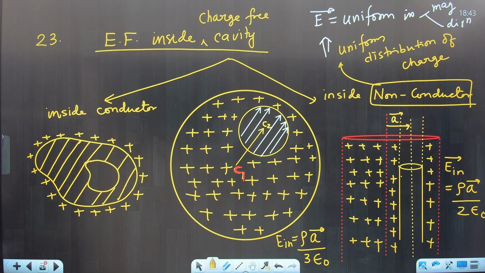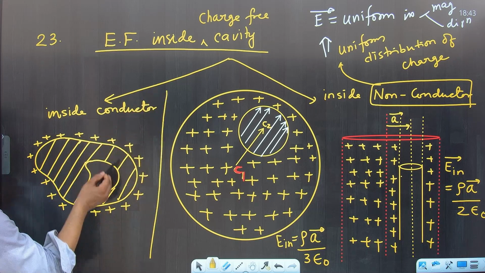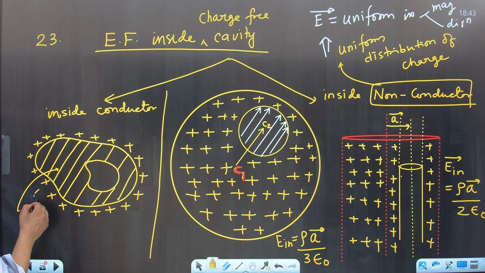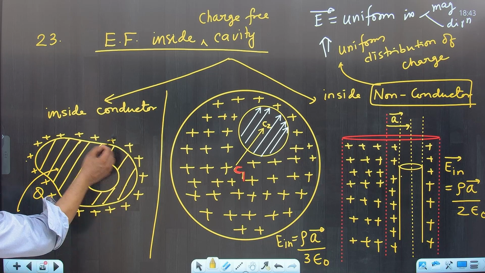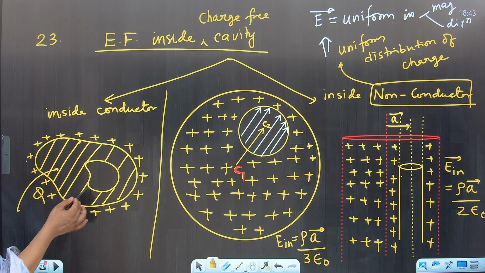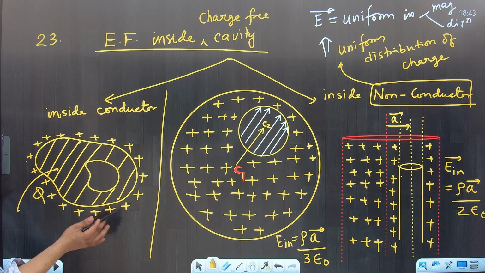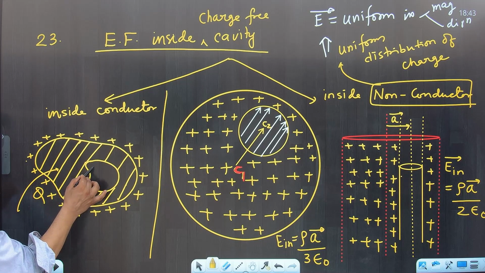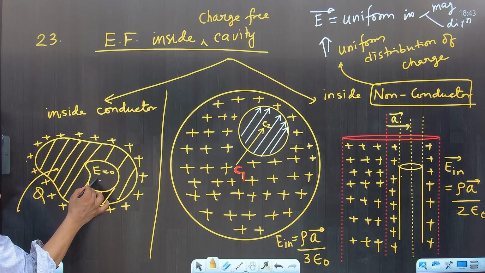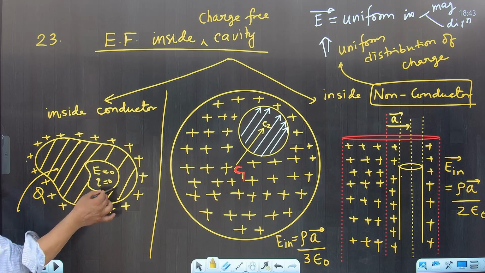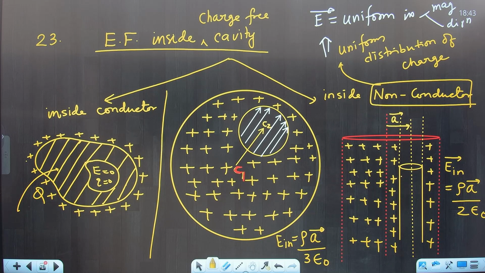It is very interesting. Electric field inside a charge free cavity. See, if there is a conductor and you are putting a charge Q, obviously all charge comes at the surface, it appears at the surface. This cavity has no charge, nothing will happen inside the cavity. Electric field will be 0 and charge will be 0. This is a charge free cavity inside a conductor.